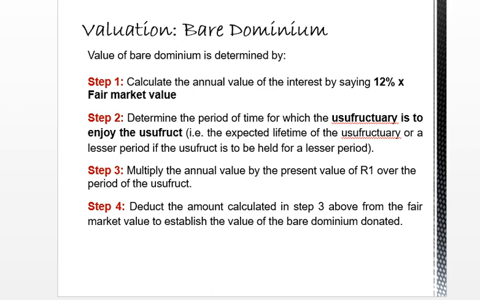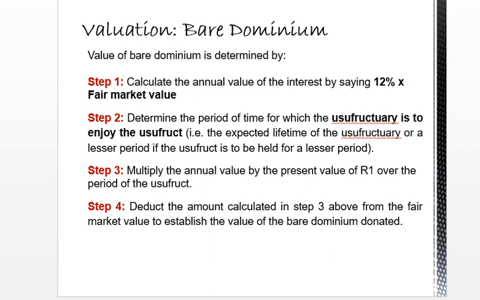So if there's a fixed period, then we're going to multiply the annual value by the present value of 1 Rand over the period of the usufruct. And then we're going to deduct the amount calculated in step 3 from the fair market value to establish the value of the bare dominium donated. So everything is more or less the same as what we did previously, apart from this final step where we take the value that we determine and subtract it from the fair market value.